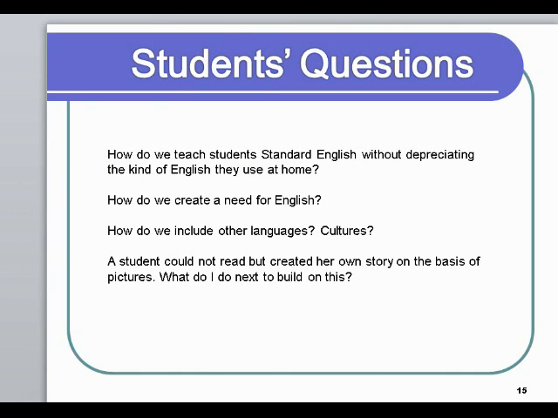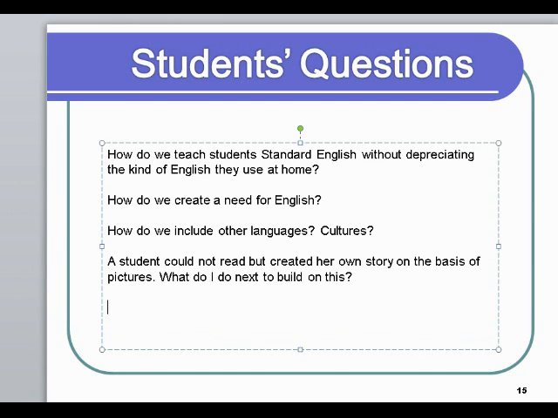Okay, there was another question that the student asked. For example, she had a 5-year-old child in class, and the child couldn't read but did very well in telling a story, just by using pictures. So now how do we move these children from that stage to writing? Obviously, what's writing actually doing? Writing enables us to store information, to communicate it.